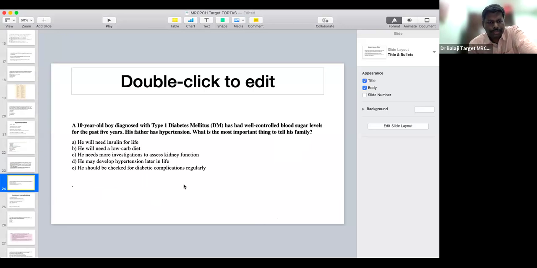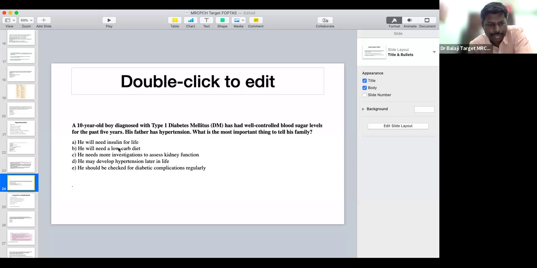Okay, so this one, I will just read. So they have given diabetes mellitus. They keep asking again and again. It's a very important core topic of endocrinology. Almost half the questions from endocrinology will come from diabetes mellitus. So here is a 10-year-old child who has well-controlled sugar levels for the past 5 years. So what is the most important thing to tell this family?